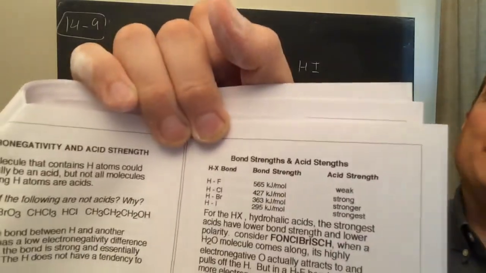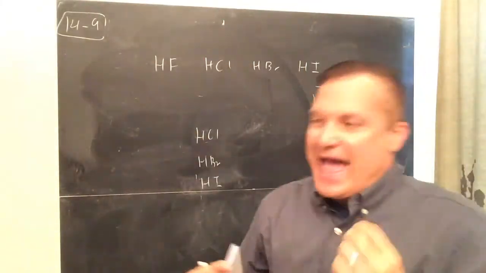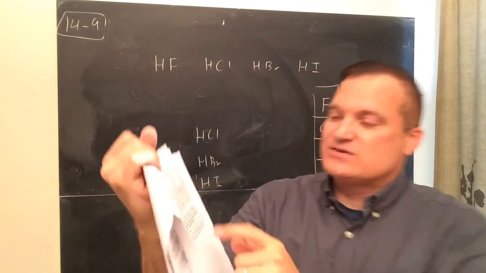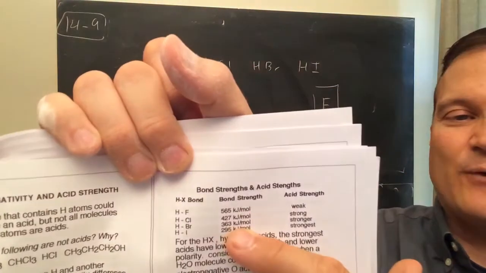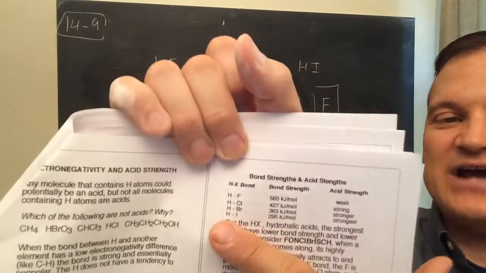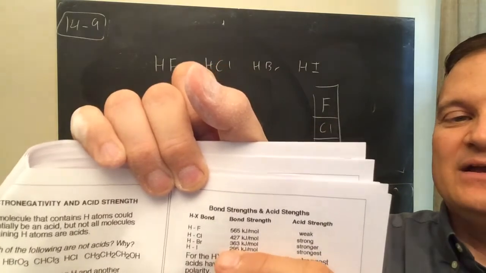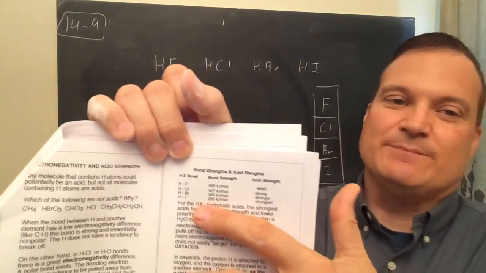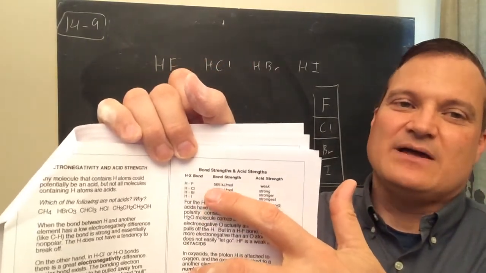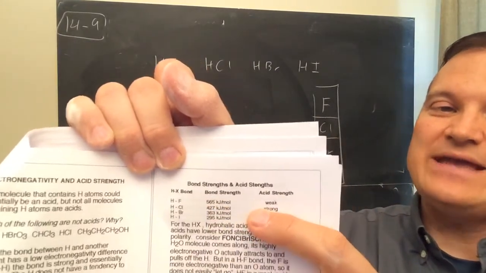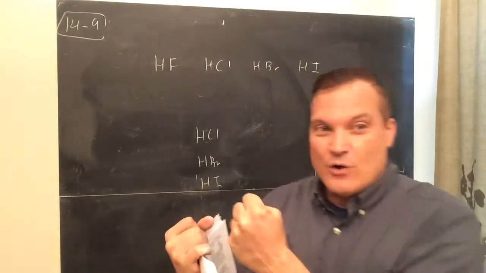So why does that matter? Well, if it's an acid, it's very good at, and easy to give off the H plus. So it's very easy for HI to break away. That would tell you that HI is a stronger acid, because it can easily let go of the H. The bond energy is small. HF holds it really, really strong, so it's a weak acid because it doesn't let go of the H.